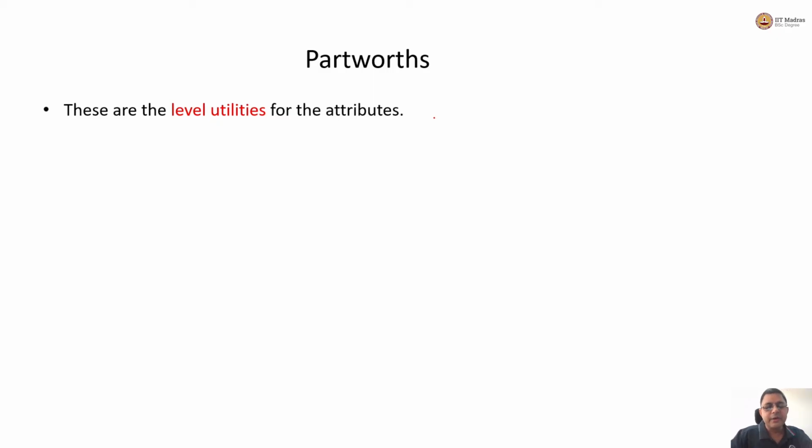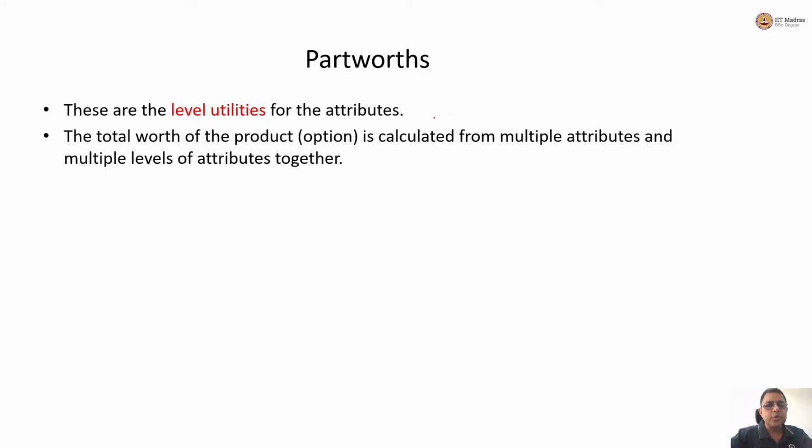And so on. And remember, we said we had selected a base level. Since we have selected a base level, these utilities are going to be calculated only as a deviation from that base level, right? So the total part worth of the entire product is essentially calculated from all the attributes and all the levels, right? Total part worth, you can think of that as the utility, as the rating that the consumer has given you. That is the total worth of the product, right? That is the rating that the product has received.